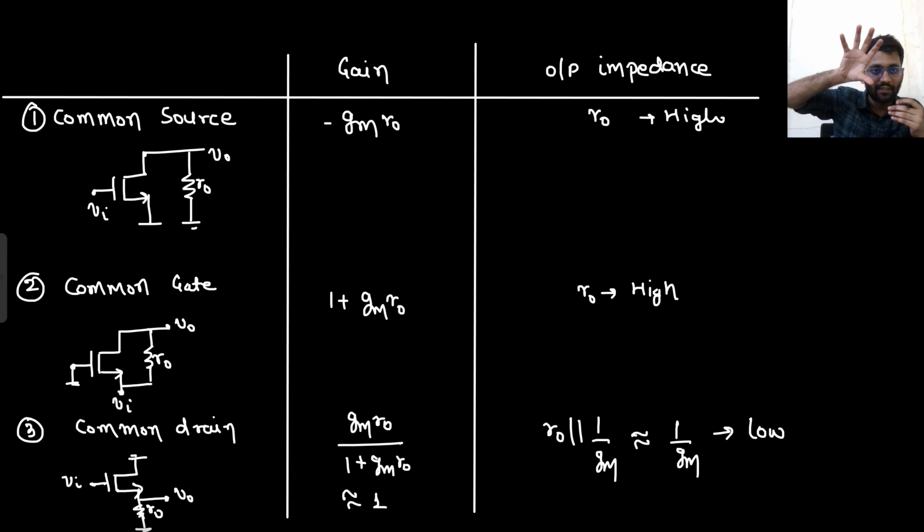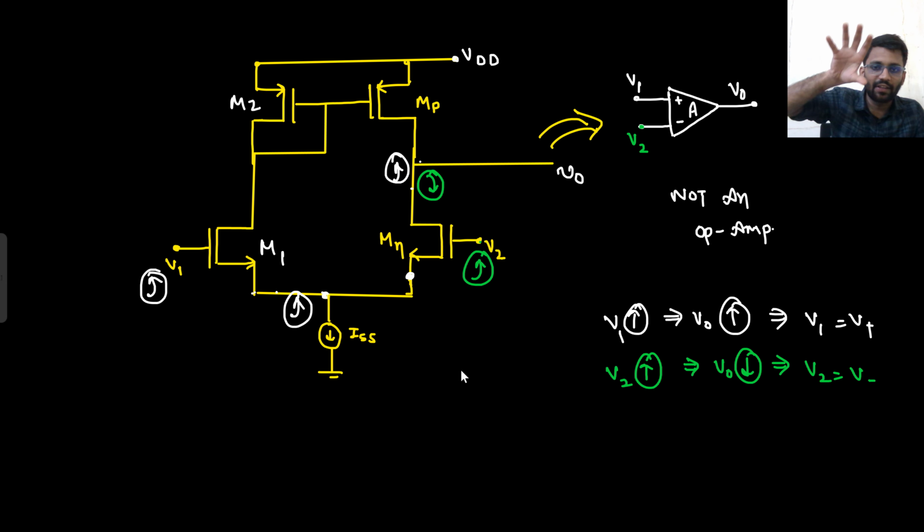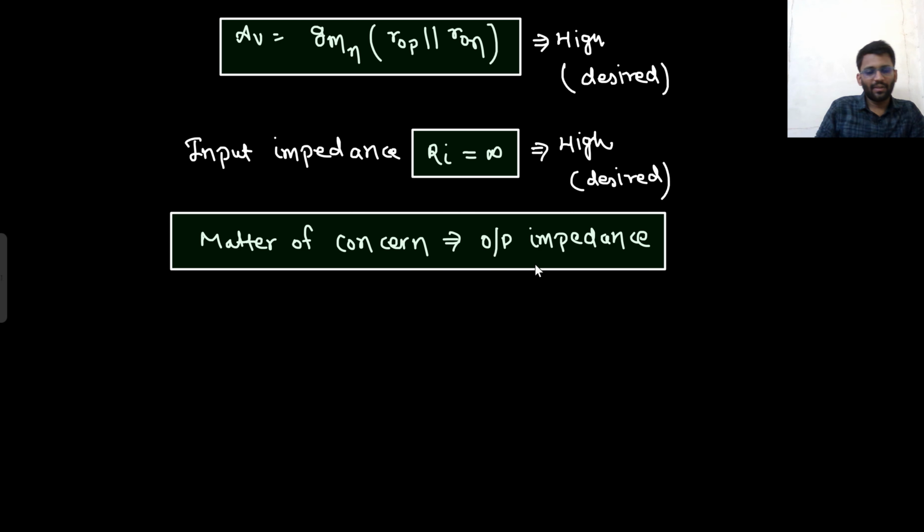So there was the differential amplifier with active load. In the output you can use a common drain amplifier. If you use that common drain amplifier, what will happen? Your output impedance will be low and it will not change the gain. But my gain is this: gmP R0P parallel with R0N. It doesn't seem that high, right? I want a higher gain. I would need a higher gain than this.